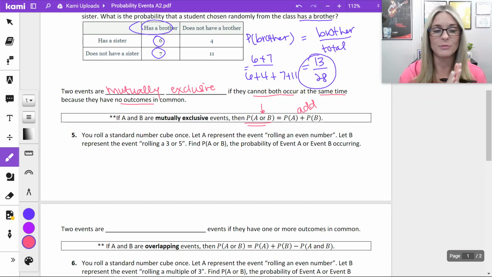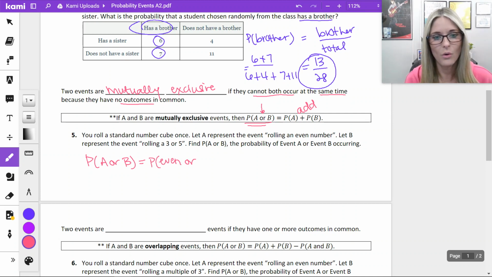Let's put it in action with number 5. You're rolling a standard number cube once. Let A represent the probability of rolling an even number, and B represent the event of rolling a 3 or a 5. Find P of A or B, the probability of event A or event B occurring. All right, here we go. We're looking for if we roll an even or a 3 or a 5.